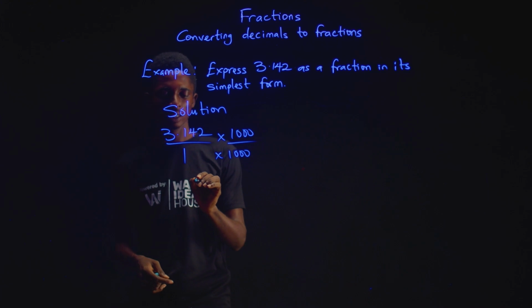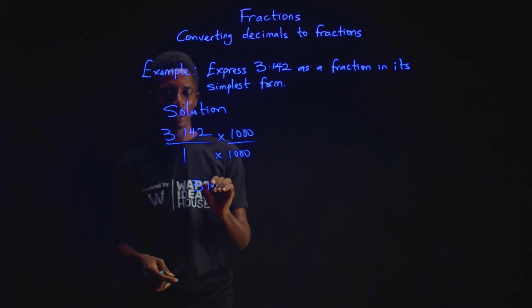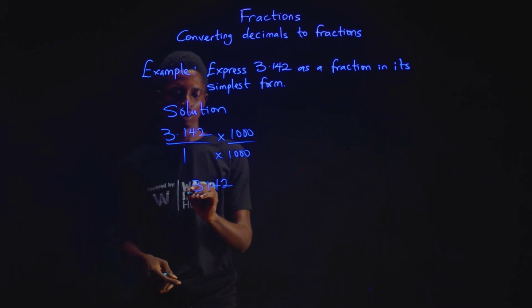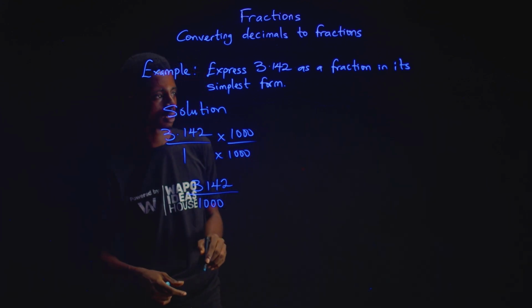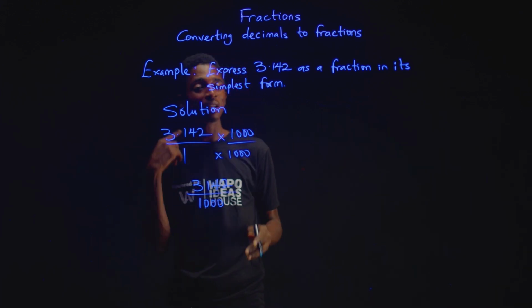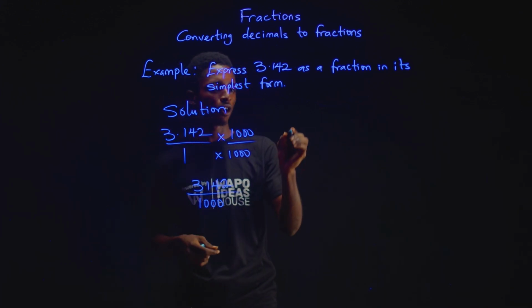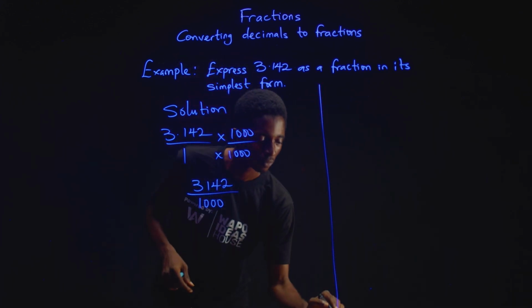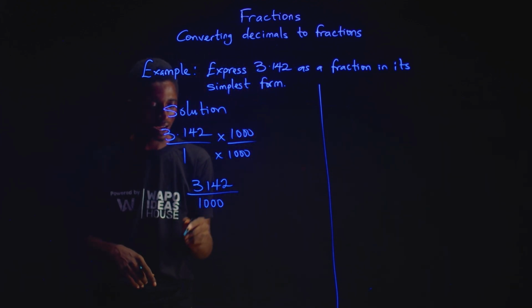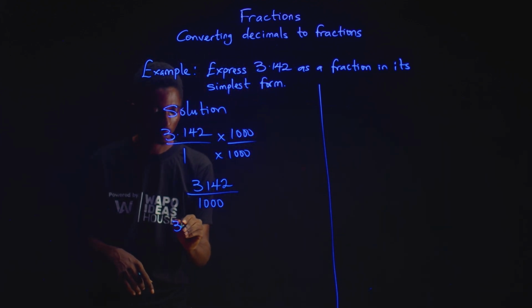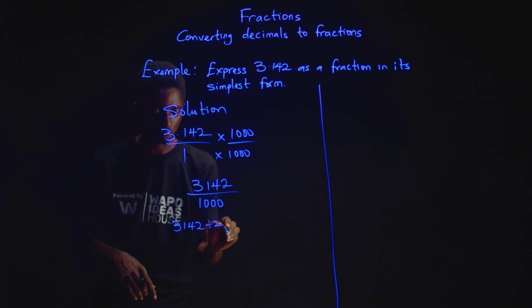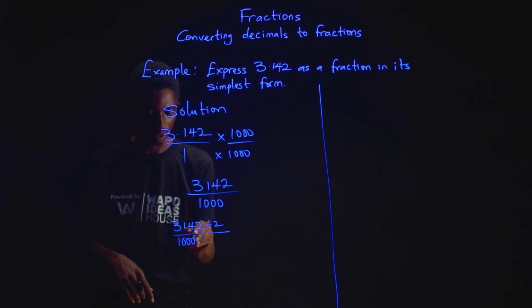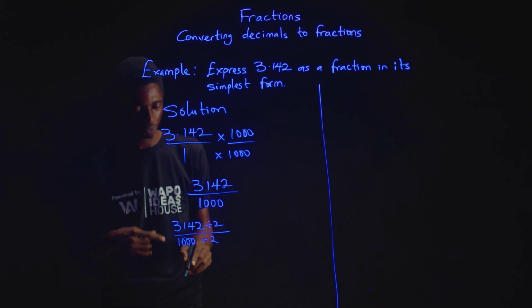And this would give us 3,142 over 1,000. The next thing to do is to then bring this to its simplest form. Now let's divide by 2. 3,142 divided by 2 over 1,000 divided by 2.